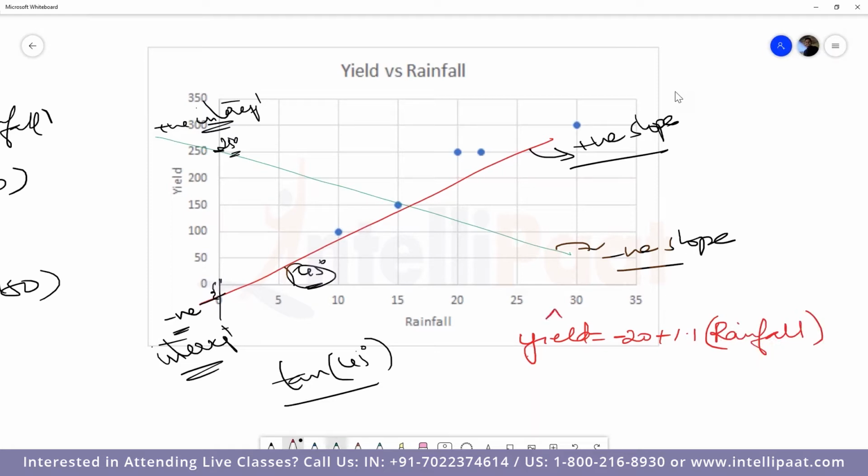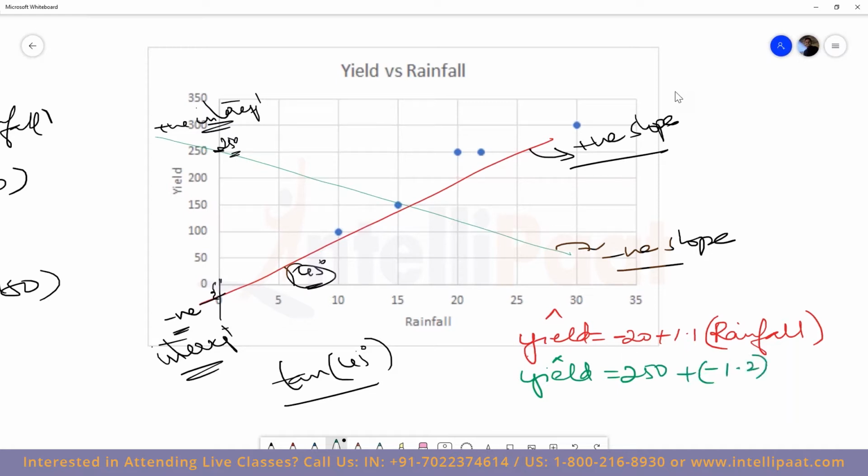On the other hand, the green line could have something like this. Yield is equal to, so the green line could have an equation that looks like this. So it could have 250 plus, it'll have a negative slope, mind you. So it could have a negative 1.2 slope or something, negative 45 degrees.